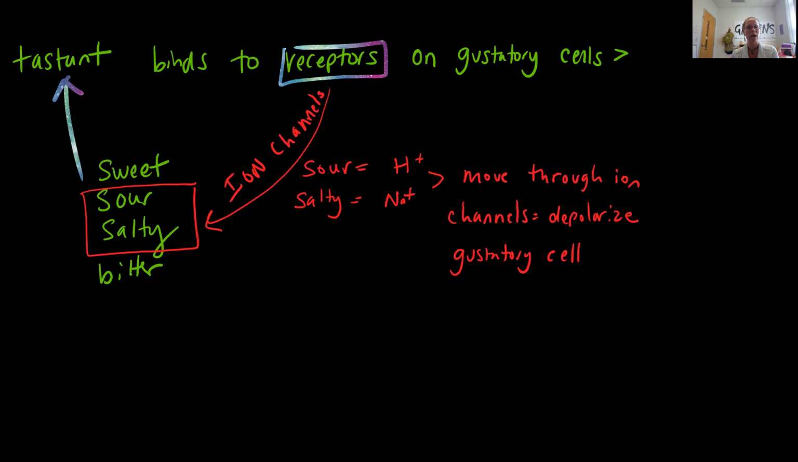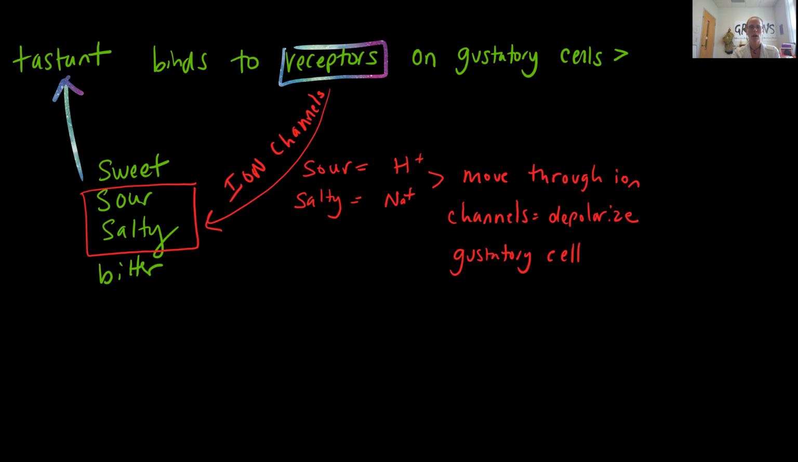So we detect sour, which is basically an acidic flavor, and so anything with an acid has a lot of hydrogen ion. So we are detecting sour by opening up hydrogen ion channels, and that's moving through, depolarizing the cell, so it's a positive ion. Salty is detected by a sodium ion moving through a sodium ion channel, depolarizing that gustatory cell. So we're not seeing a binding here, we're just seeing that these ions are moving into those channels and depolarizing those gustatory cells.